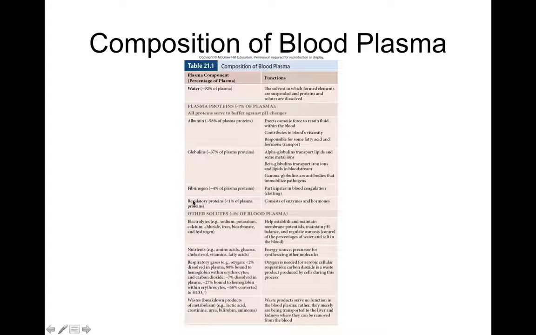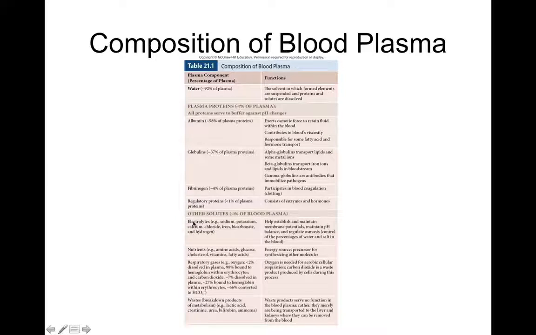Now, last but not least, you guys, we have some regulatory proteins. These are less abundant, but some of the different regulatory proteins can be different enzymes or even protein hormones. So we have enzymes that can degrade hormones. That way they can be removed from your body. Otherwise, there are hormones that are made of protein, like insulin, oxytocin, or vasopressin. Those are all protein hormones you can find dissolved within the plasma of your blood.